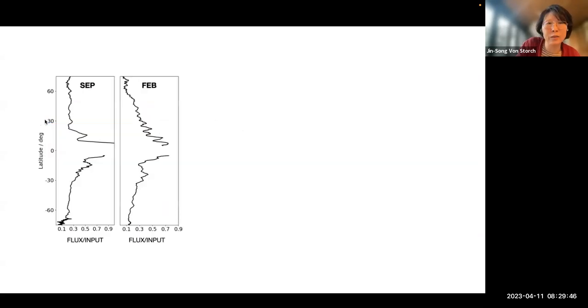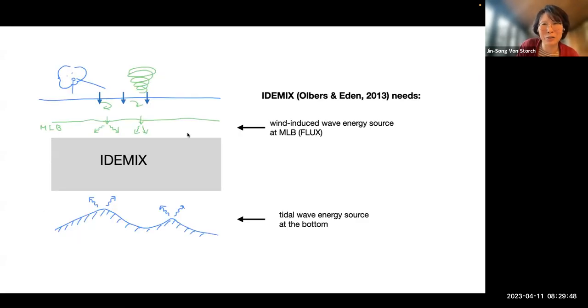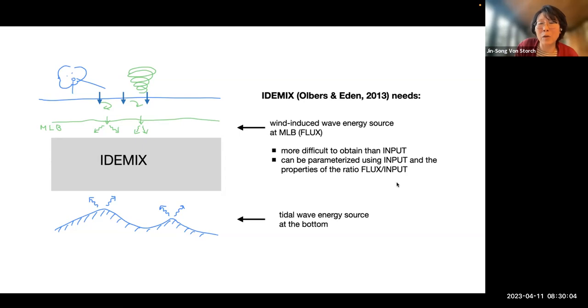And the thing is that this wave energy source at the bottom of the mixed layer is not the same as what you put in at the surface. And this wave source is also difficult to describe or to quantify. The way out here could be that we parameterize this flux in terms of the input at the surface, and then make use of the property of this ratio, what I showed before, the flux over input ratio.